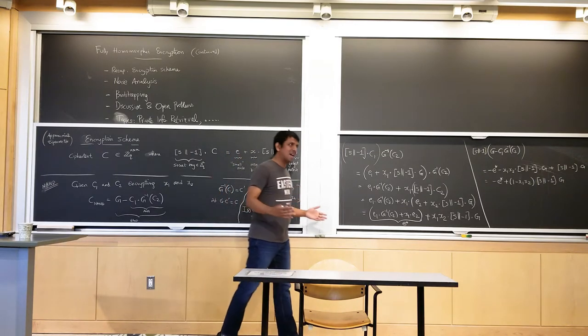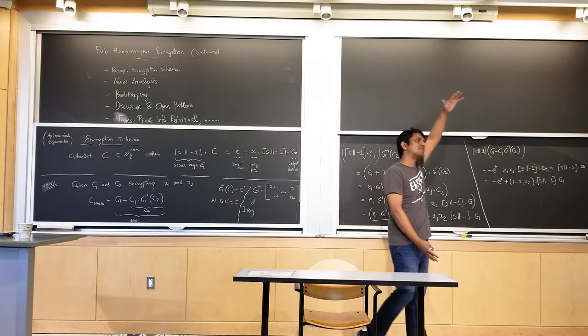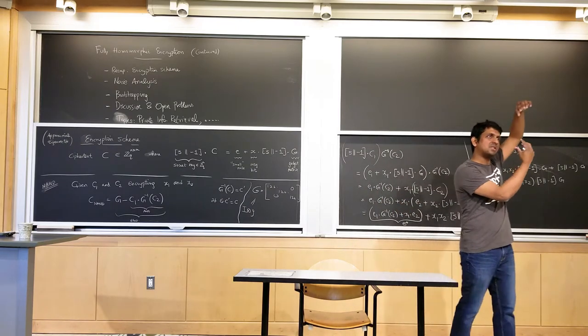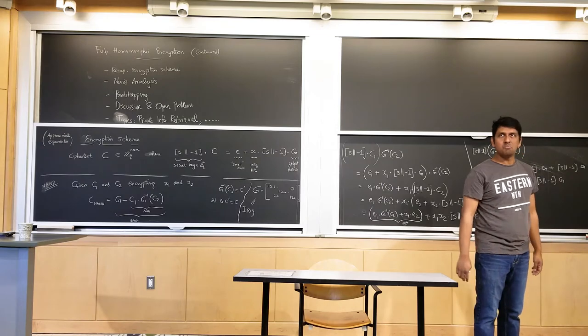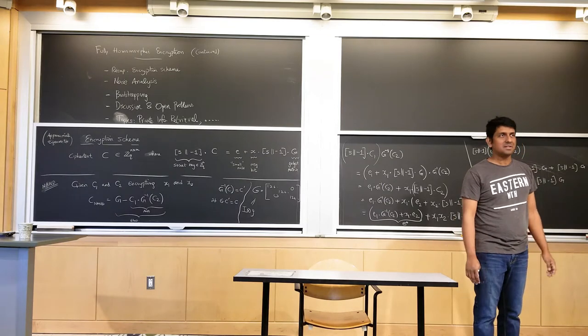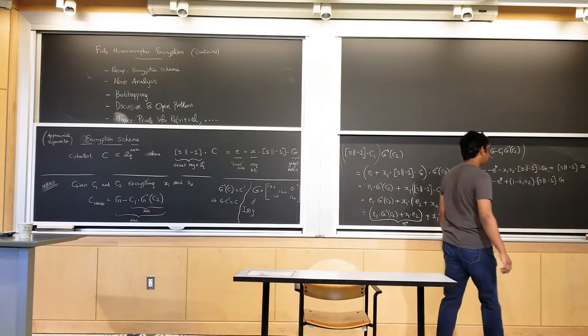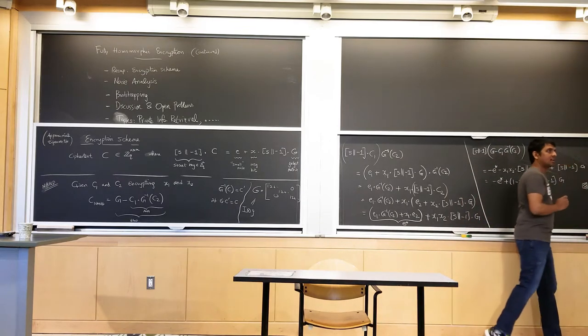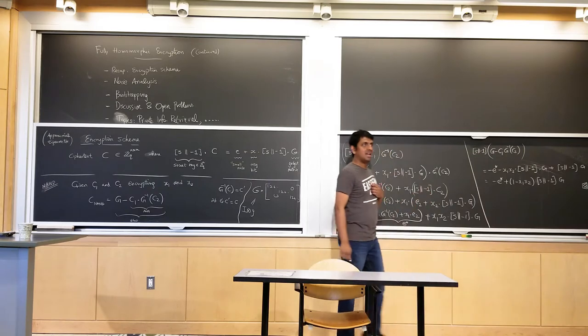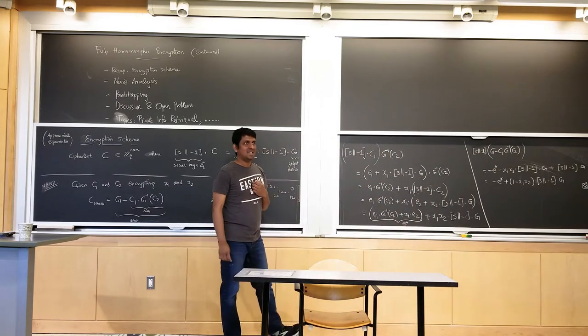Keep going. If you can do NAND, you can write every function as a circuit which consists only of NAND gates. Keep doing this. That's fully homomorphic. So I'm almost ready to declare victory, except for two things.